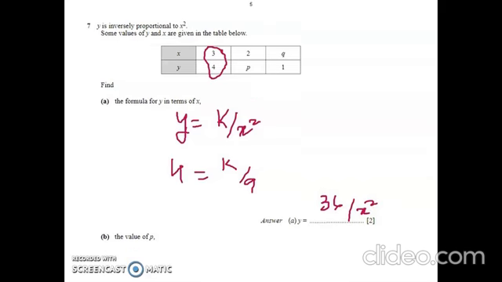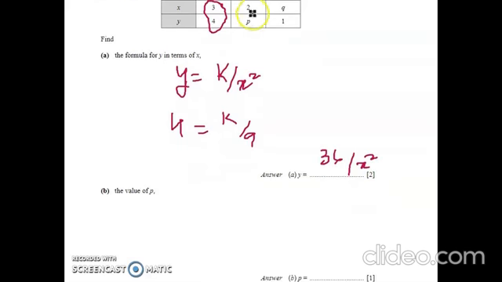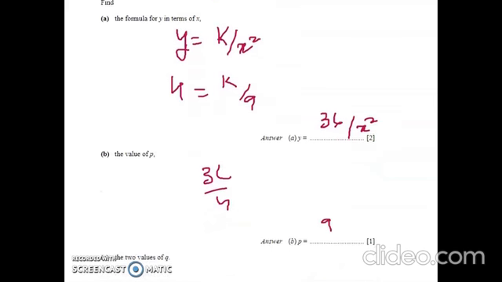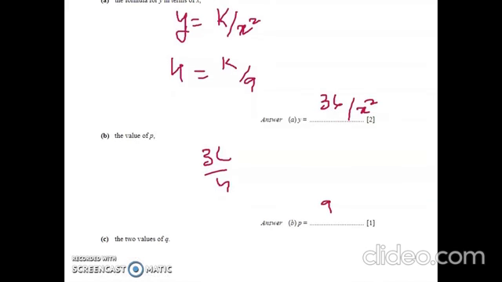Okay. And then find the value of p. So x is 2. We will put 36 divided by 2 square, that is 4. That makes it 9.